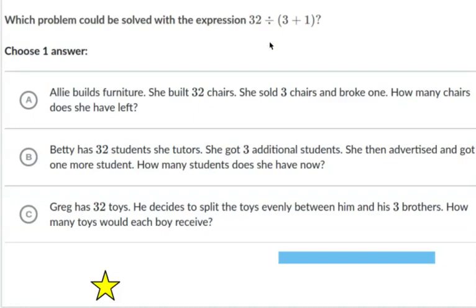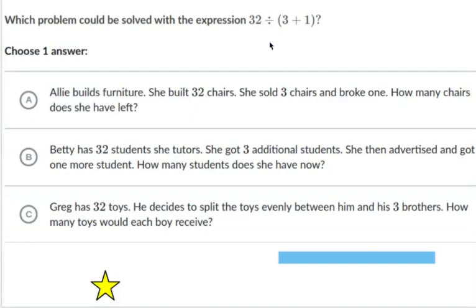So let's take a look and read them. Letter A says, Allie builds furniture. She built 32 chairs. She sold 3 chairs and broke 1. How many chairs does she have left? Think to yourself, does this situation here talk about 32 chairs being fair shared somehow?